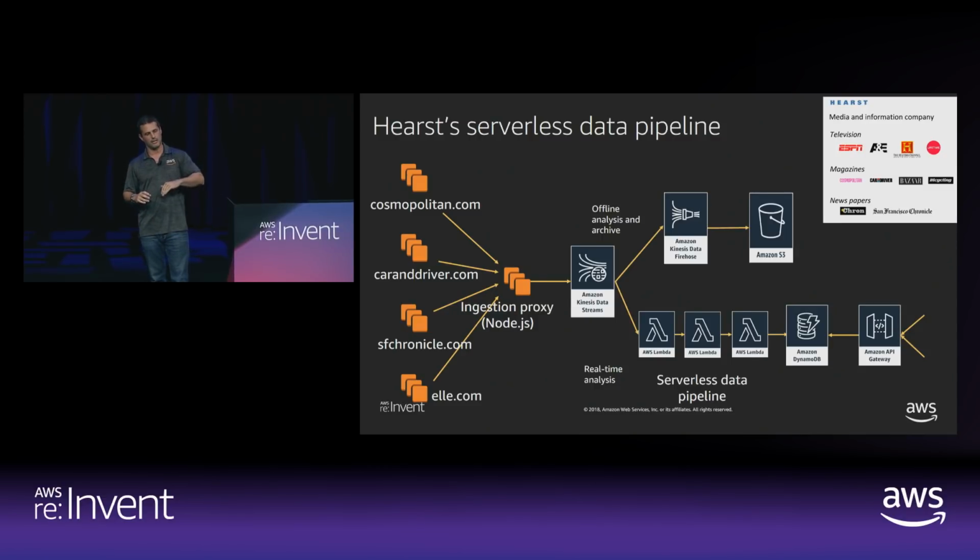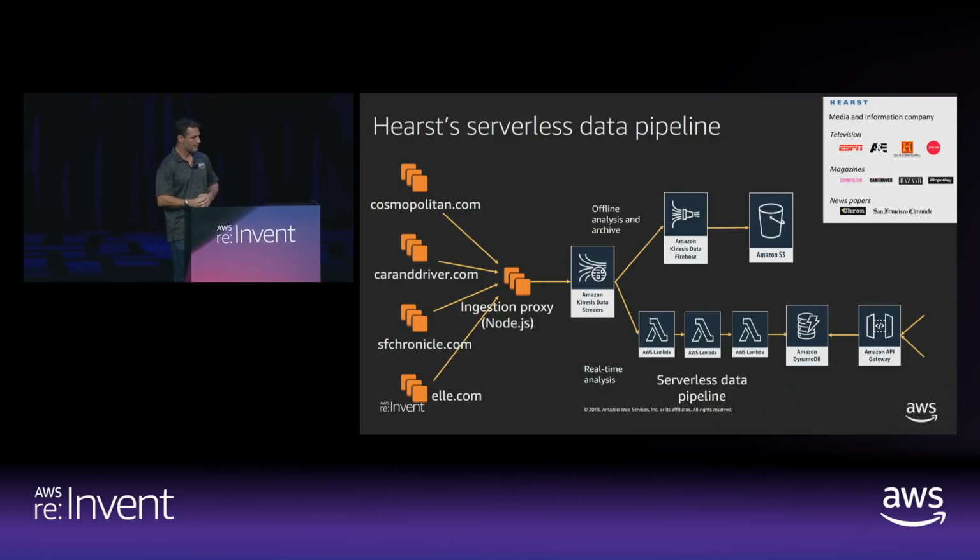And then another consumer is going through a Lambda pipeline, hitting DynamoDB to store that app state or that analysis state, which is exposed through an API Gateway, which allows you to have a RESTful endpoint defined through Swagger to get the current state of that data.